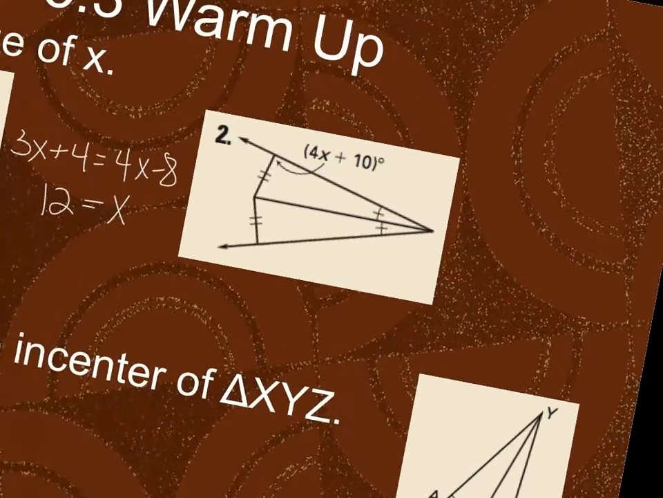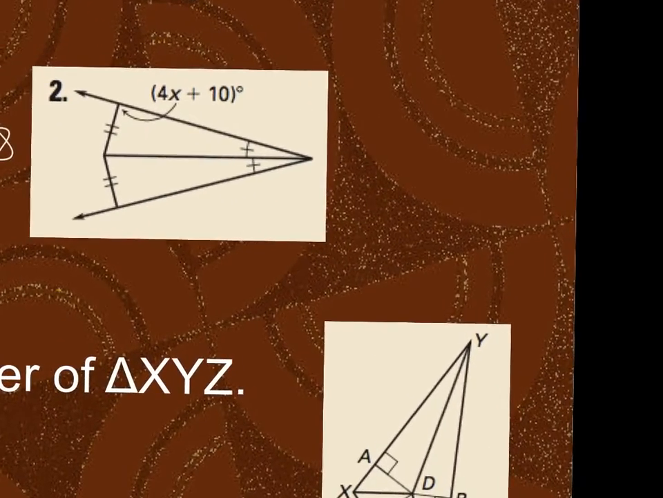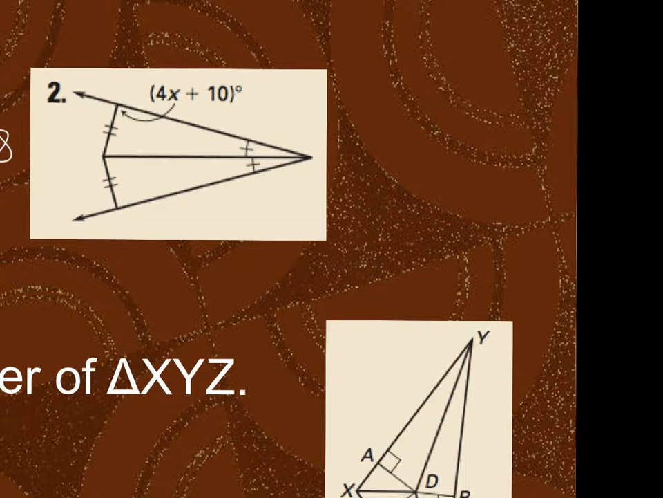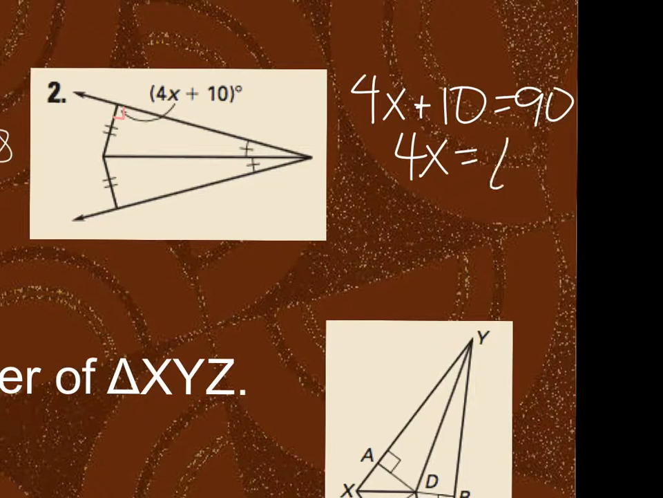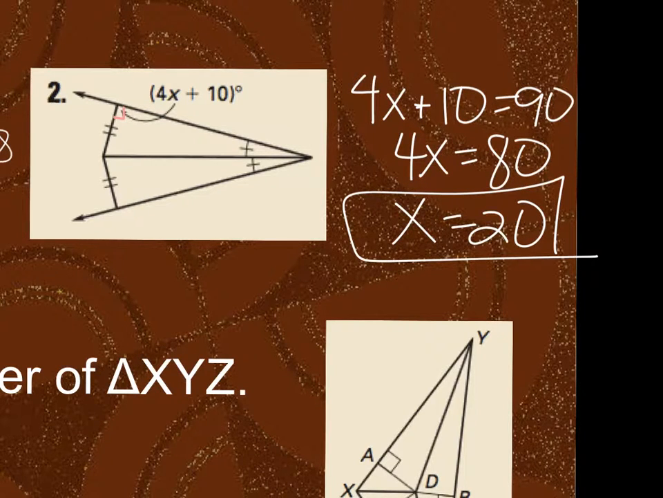Okay, 2 is now telling you the opposite, right? It's telling you that that is the angle bisector, and that the lengths from the point on the angle bisector to that side are congruent. What has to be true about that 4x plus 10? Has to be equal to 90 degrees. So in order for that to show true length, you'd have to have 4x plus 10 equals 90 degrees. So 4x would equal 80, and x would equal 20.